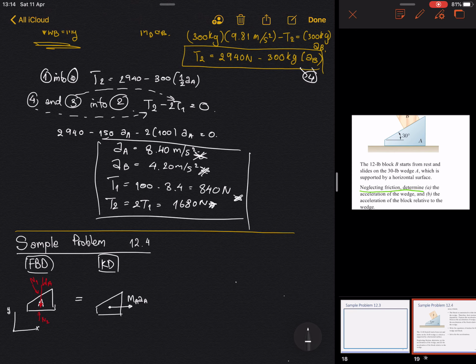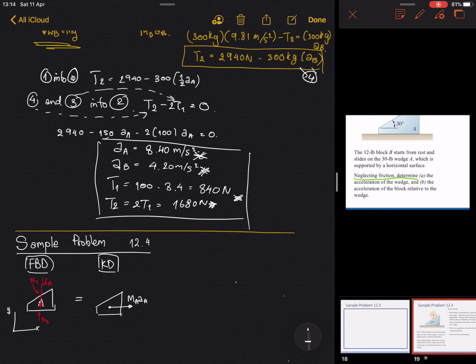Right, then let's see the question. There is the acceleration of the weight. So first we would like to find a_A, and then next the acceleration of the block relative to the weight. So we have to find the acceleration of B with respect to A. So this is the acceleration of B when you are standing on A, right?